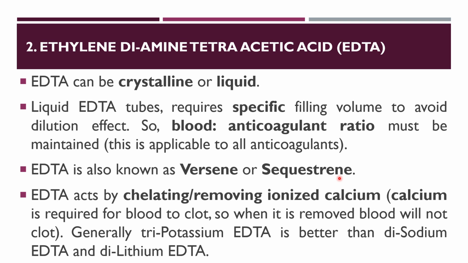One of the reasons is to stop the blood from clotting. Before going into the anticoagulants, you must understand how blood clotting occurs and what the important factors are that contribute to it. One major factor is calcium. If we can somehow chelate or remove the calcium, then blood clotting will not occur. Also, dry potassium EDTA is preferred in the case of anticoagulant tubes.